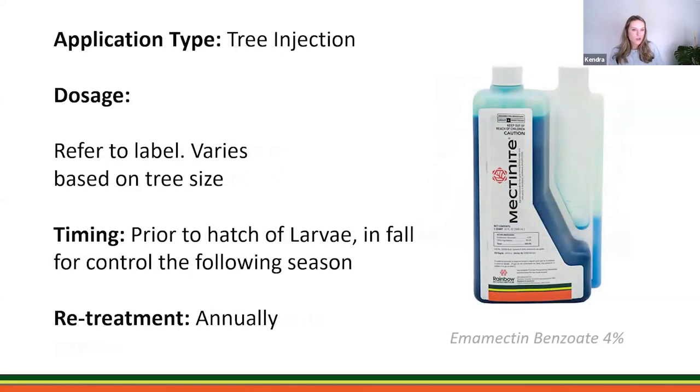The next product that you can use to treat a pest like this is a tree injection or trunk injection of Mectinite. Now, this is the active ingredient emamectin benzoate. This is a 4% active ingredient. Now, dosing on this is going to vary. It's important that you refer to the label with dosing of Mectinite because it's going to vary based on tree size. Now, the timing on this one is important as well, although less important to get narrowed down as the Lepitect. With Mectinite, we want to apply this product prior to the hatch of the larvae, ideally.